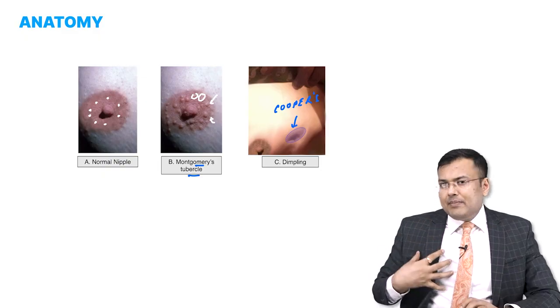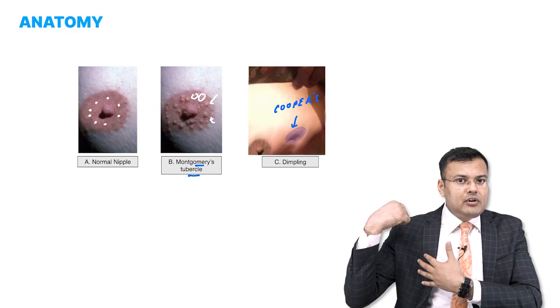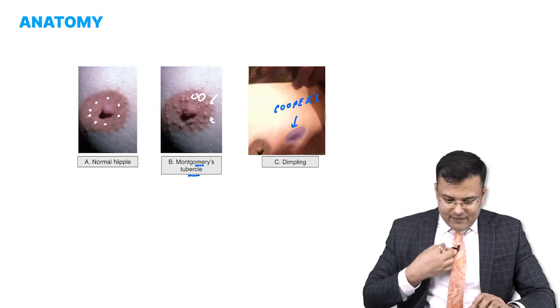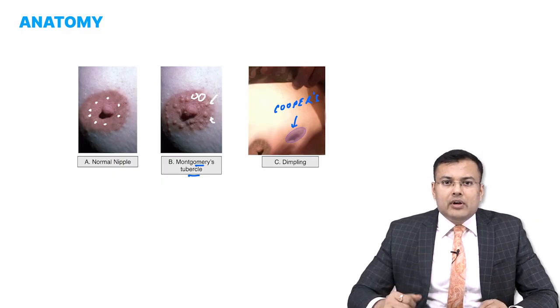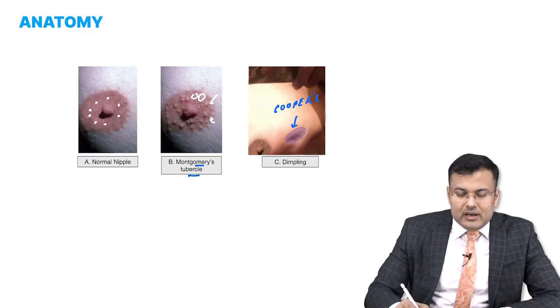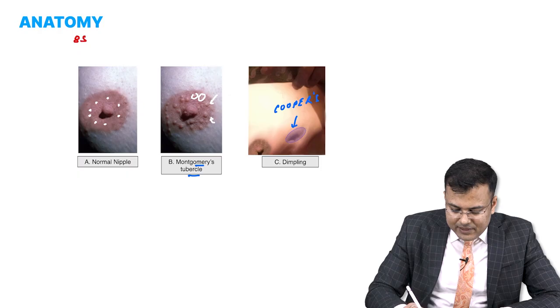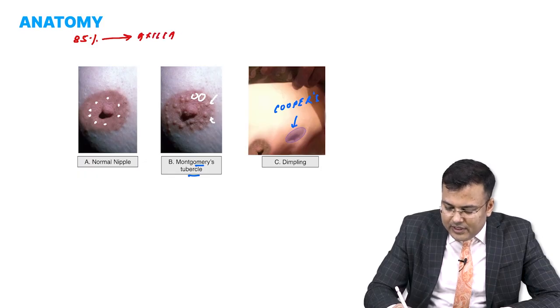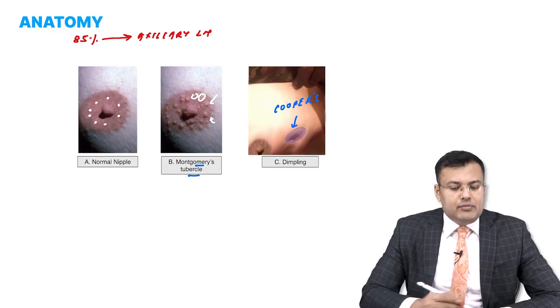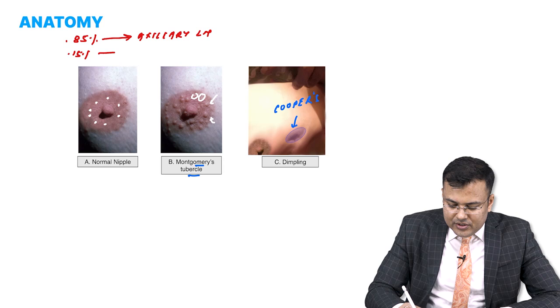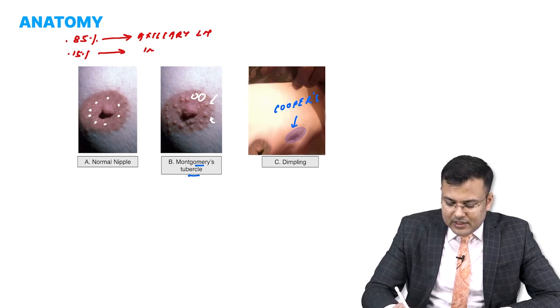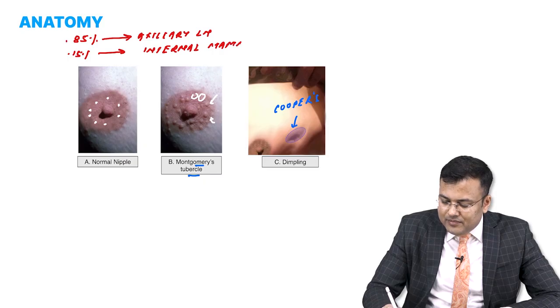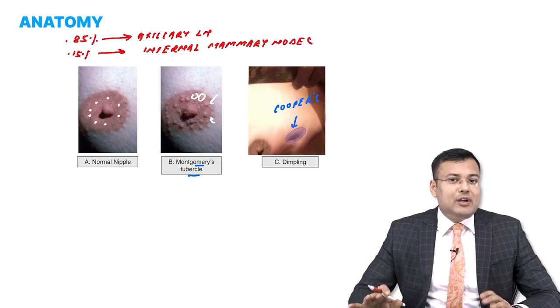Another important point related to lymphatic drainage. Can you tell me 85% of lymphatic drainage of breast goes to which lymph node? It goes to axillary lymph node, and 15% of lymphatic drainage goes to internal mammary nodes. So important point related to lymphatic drainage: 85% goes to axillary lymph node, and 15% goes to internal mammary nodes. Clear? These are the basic questions related to anatomy which are asked frequently.